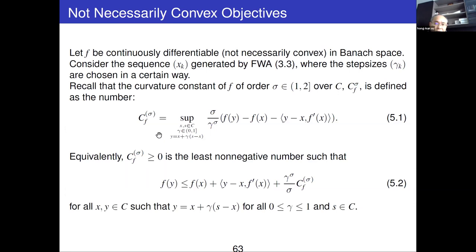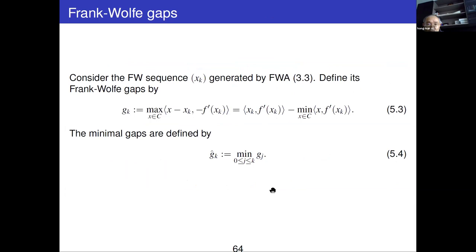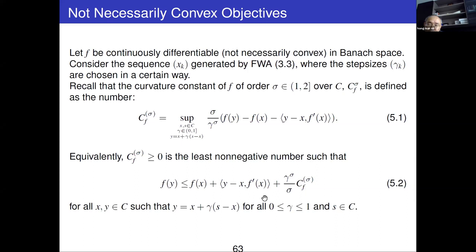Now let me move down to the case where f is not necessarily convex, the so-called non-convex case. But of course, we can still define the curvature constant of f of order sigma, with the same formula, and we have the same inequality down here. We can also define the FWA in the same way, that means xk is generated by the same FWA. Even in the non-convex case, we still have FWA.